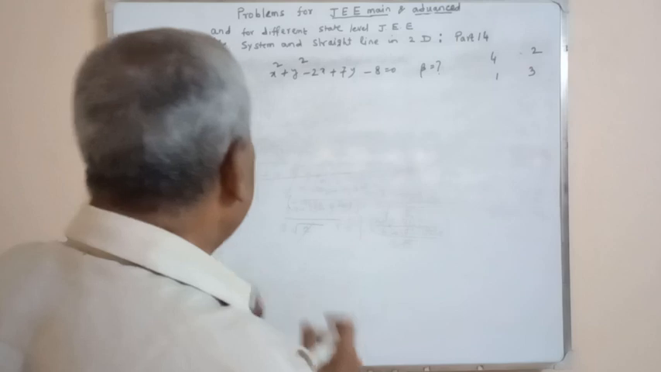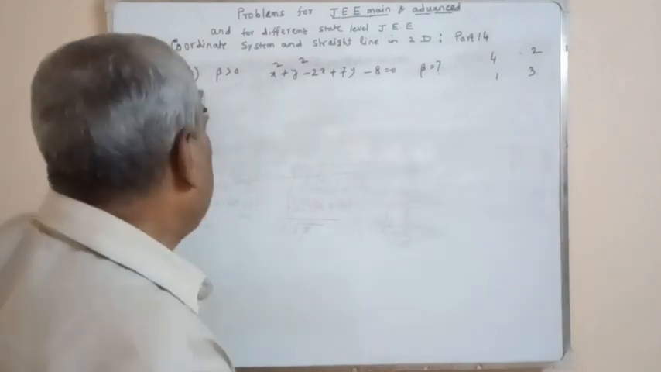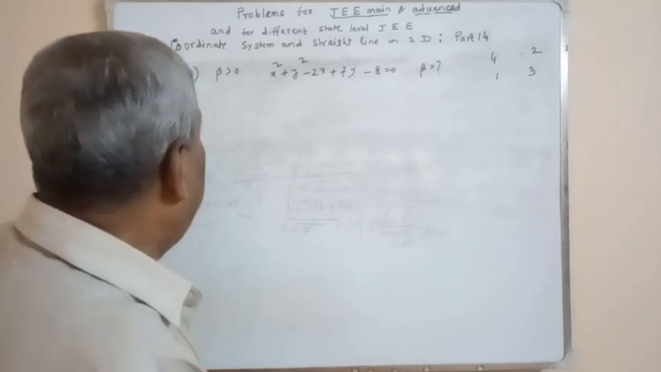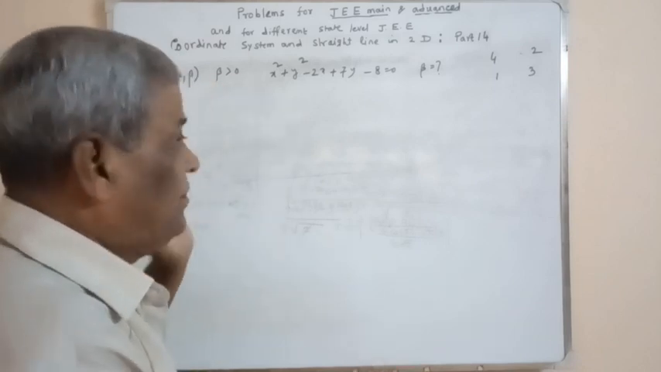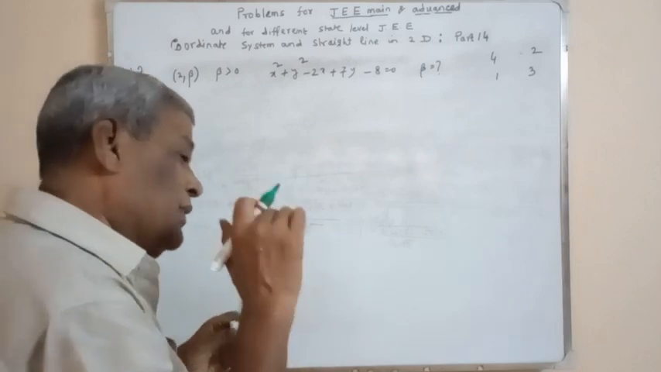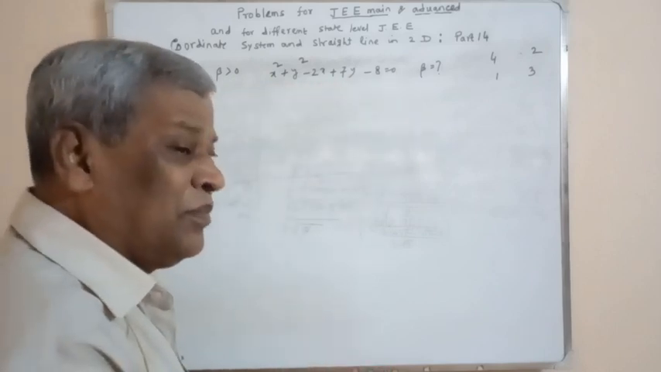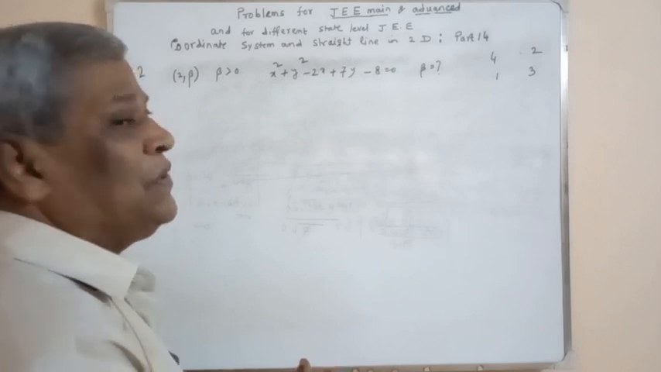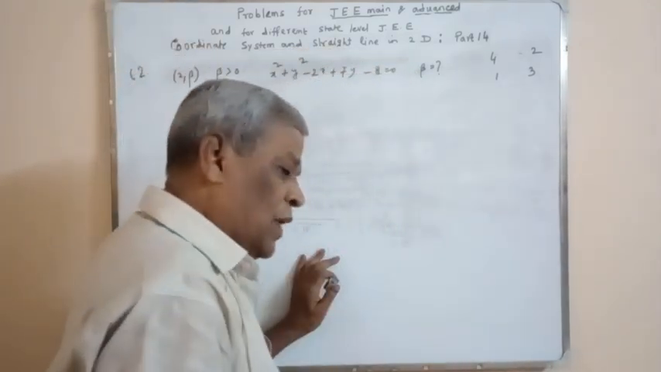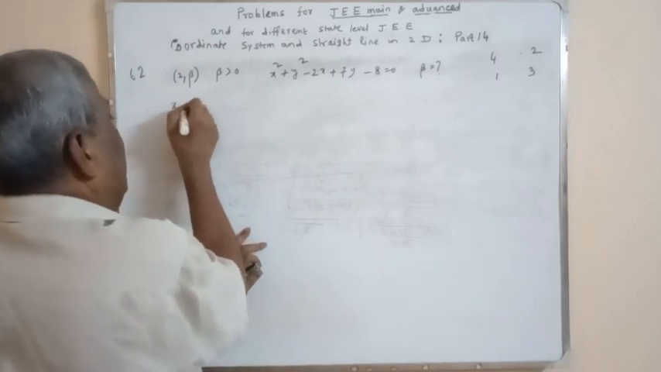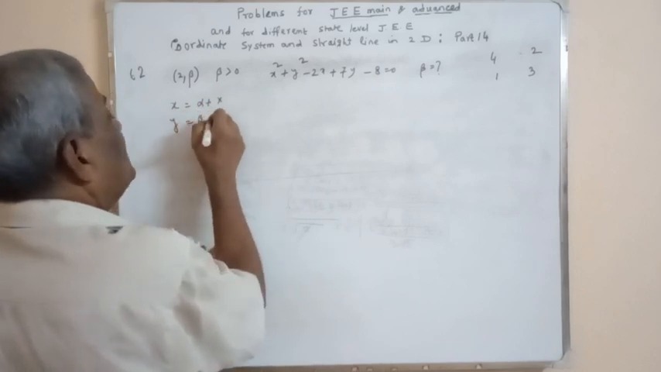So here also, the origin is shifted to a point 2 comma beta like before, but here beta is an unknown quantity and this is known. Given that beta is positive, with the coordinates of the new system of axis, the equation becomes such that its constant term is absent. Then what is beta? Now, from the previous problem, we know that x is equal to alpha plus capital X, and y is equal to beta plus capital Y.